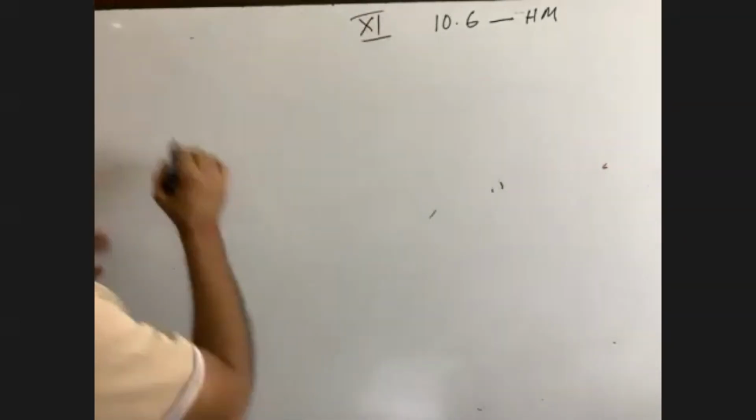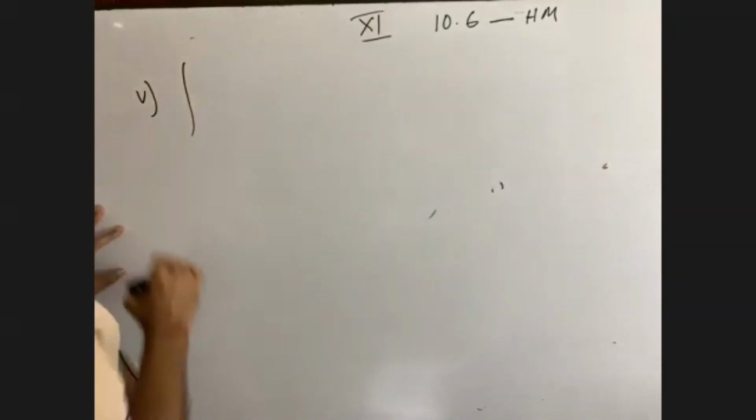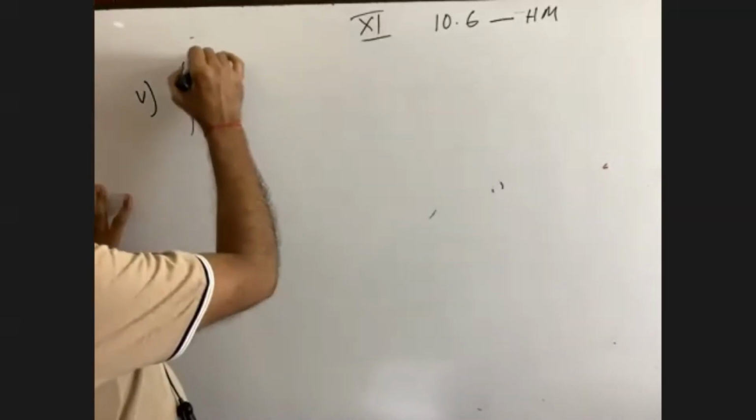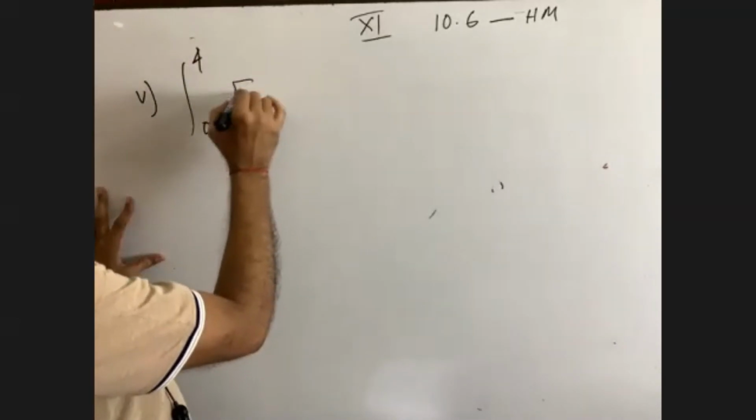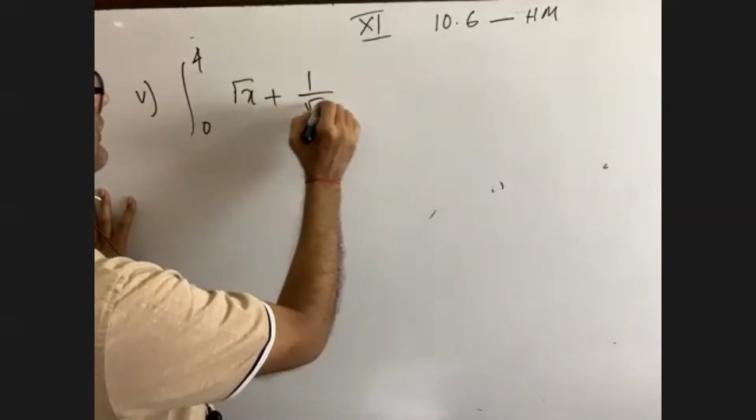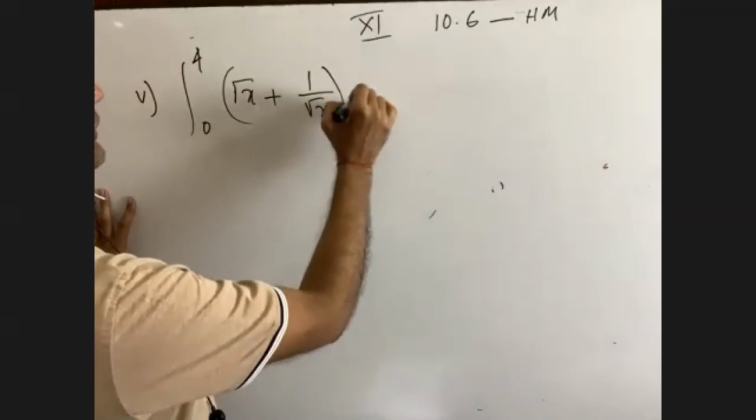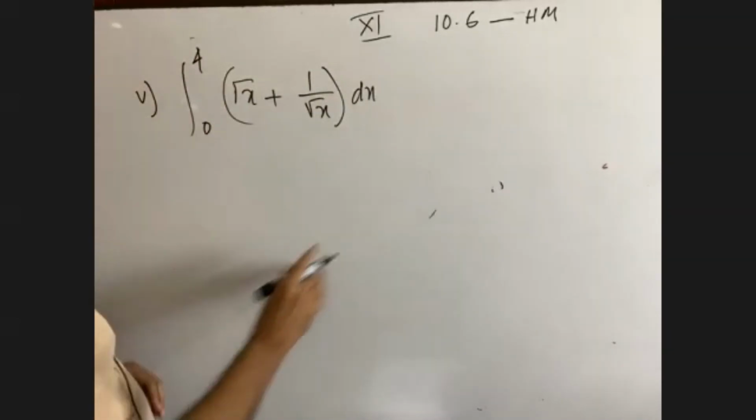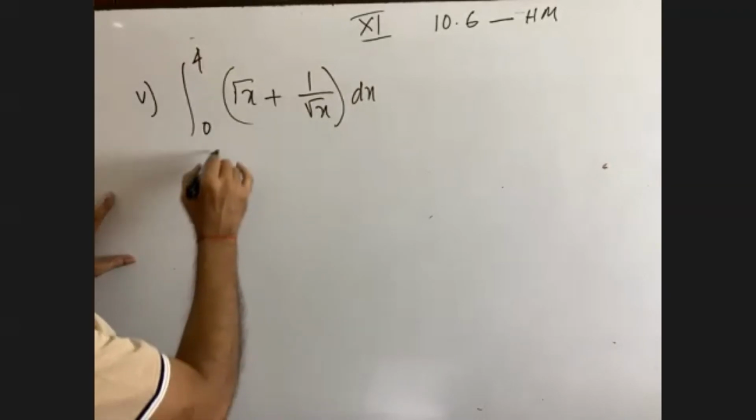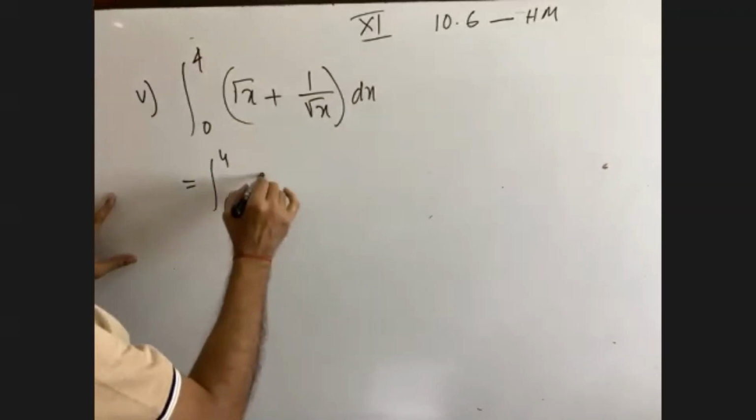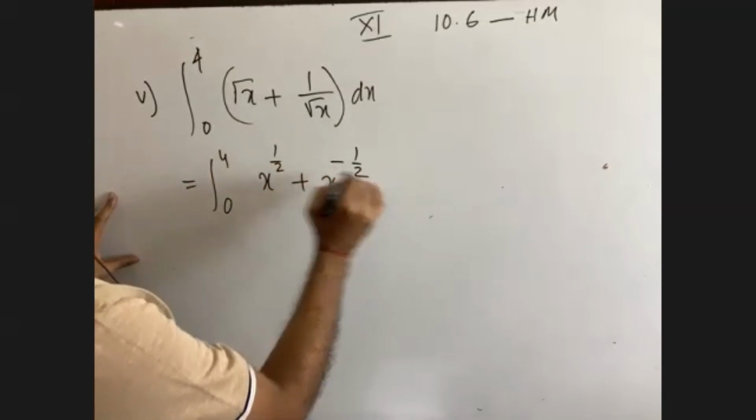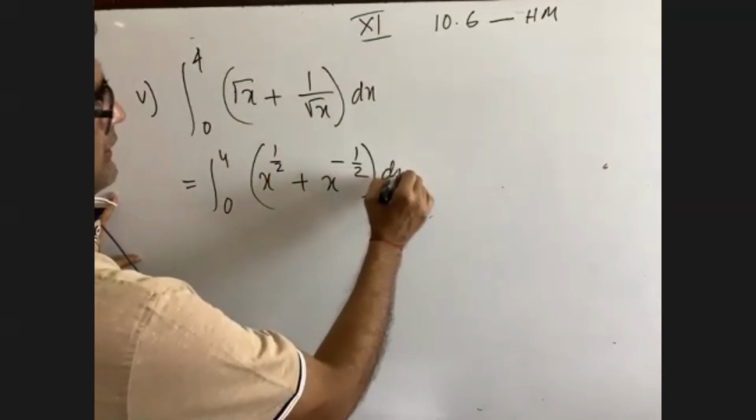Now, going to do another math, question number 5. Suppose it is 4 and 0. It is 4, it is 0, root over x plus 1 by root over x dx. Let me know. What will you do? It is x to the power half, x to the power minus half. Talk to me.